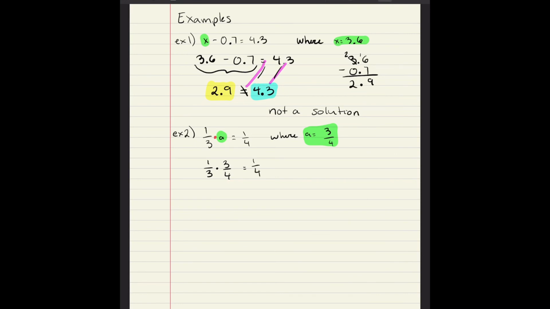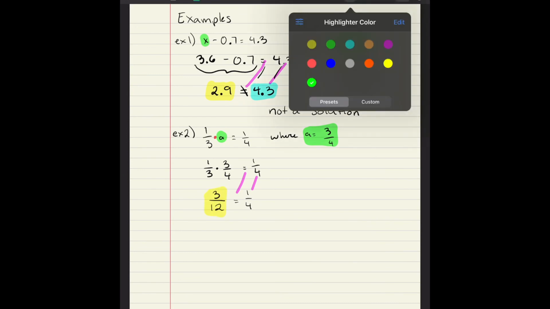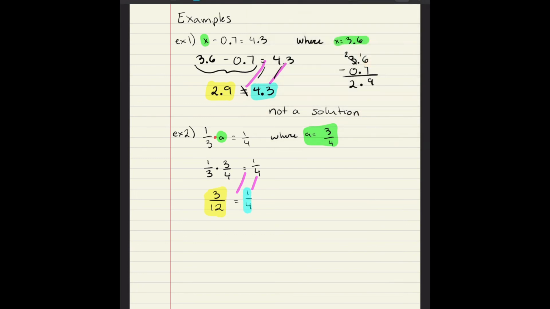Now I need to do that. So 1/3 times 3/4, well, 3 times 1 is 3 over 3 times 4 is 12. And we bring down our 1/4 because we leave no one behind. So we bring our equal sign and our 1/4 down. So the solution we found, this is the value we found, is that equal to the answer we were originally given?